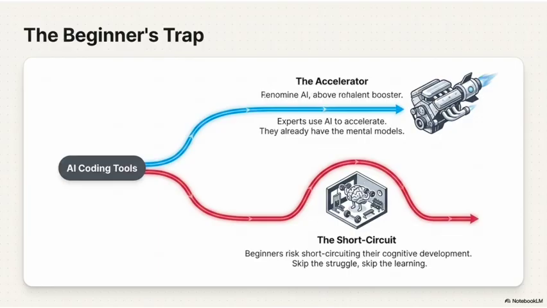The short circuit path at the bottom: beginners skip the cognitive struggle and let AI supply the answer on the first try. This destroys the retrieval practice that builds durable understanding. The knowledge never forms. Six weeks later, the exam has no AI, and there's nothing to draw on. The trap is invisible. The code works, the assignment is submitted, but the learning didn't happen.